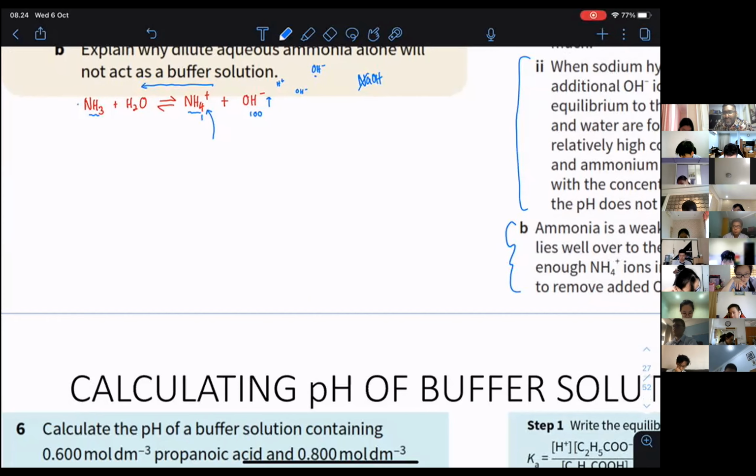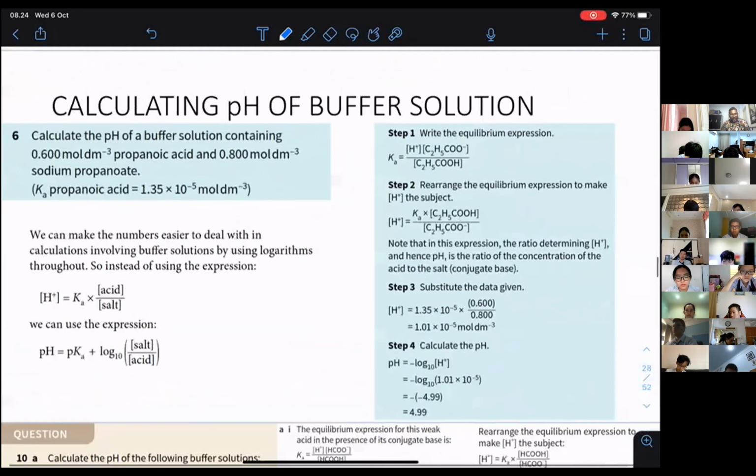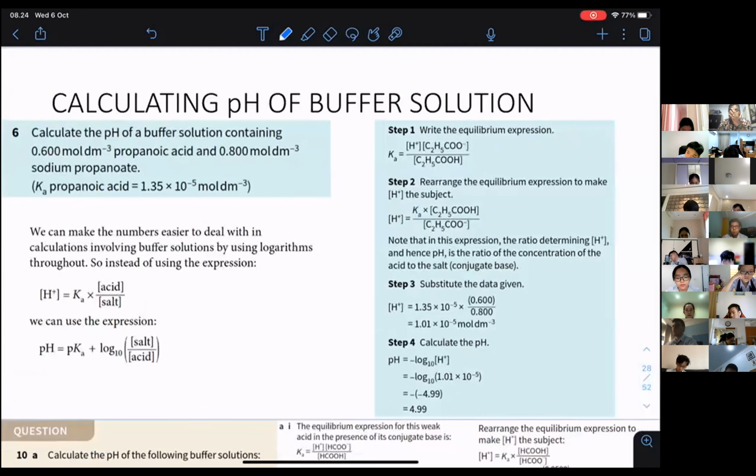So a buffer must be able to remove both H plus and OH minus. I hope you can understand this. I went in detail. But now, let's look at the calculation: calculating the pH of a buffer solution. Can we calculate pH? The answer is yes.